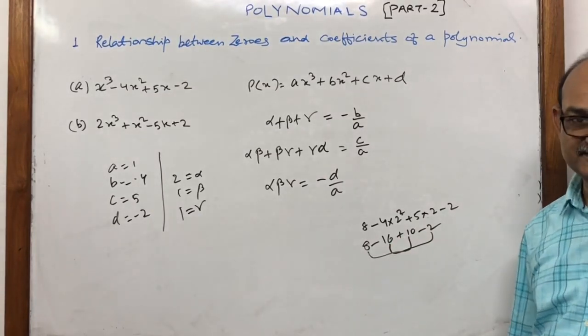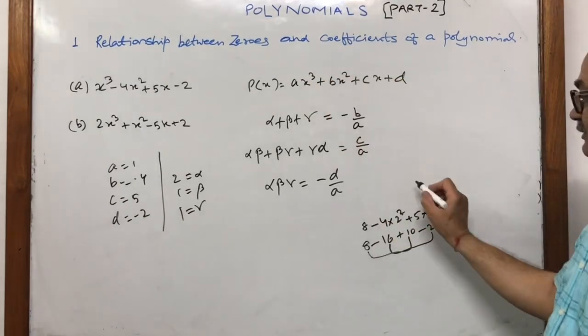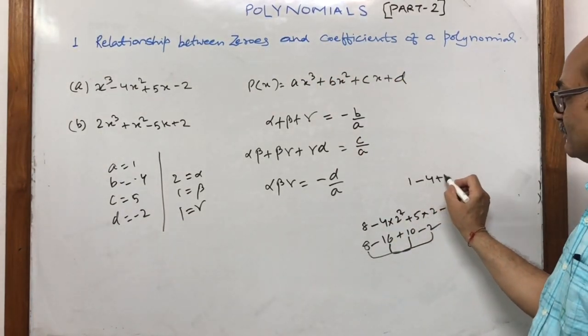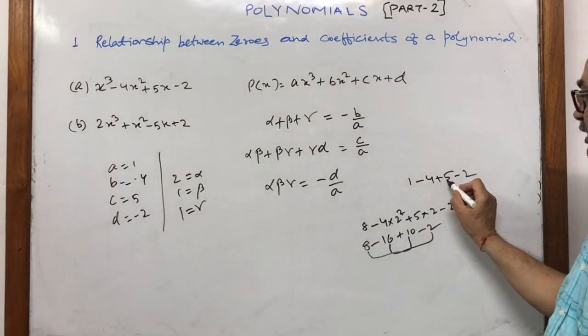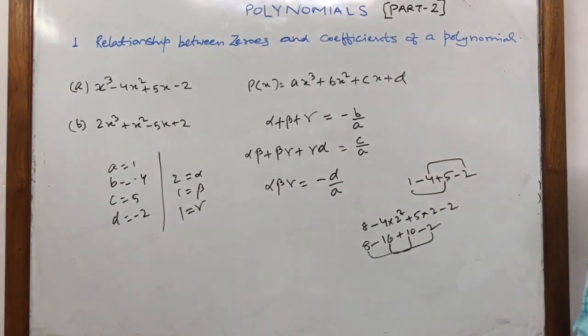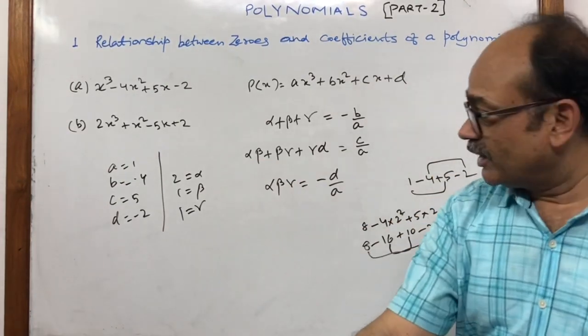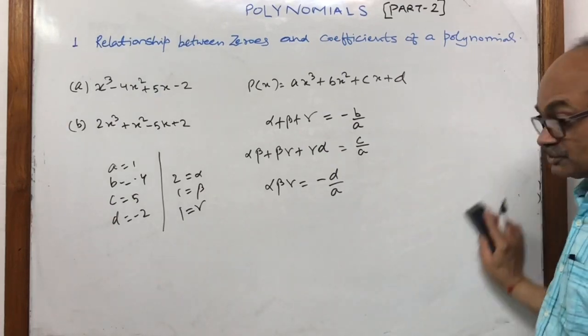2 is the correct answer. If you want to check: 1, 1, 4, 5, 2. 5 and 1, 6. 4 and 2, 6. It means 2, 1 and 1 are the correct zeros of the polynomial.